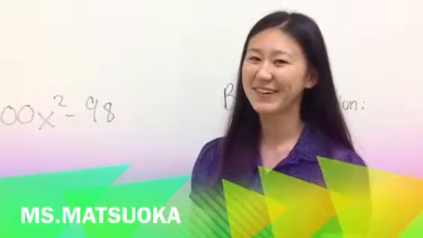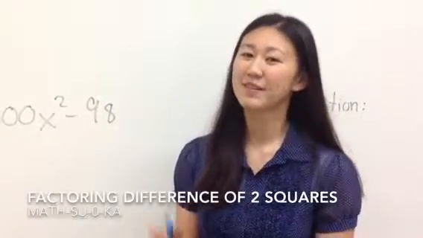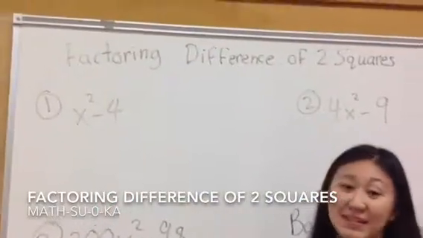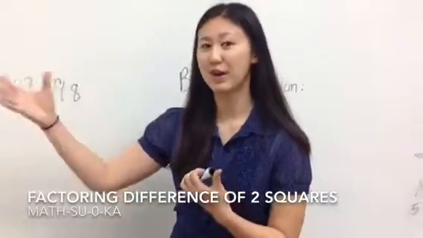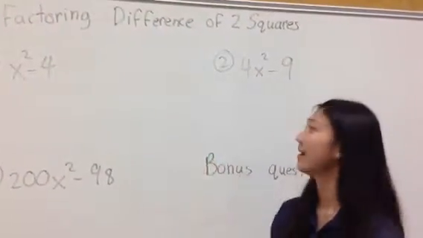Matsuoka again, and we're going to learn how to factor with the difference of two squares. So let me explain the name first. Difference of two squares is a difference. When you have a difference, it's the answer to a subtraction problem. So that's why all of these here have minus signs, because they're the differences.